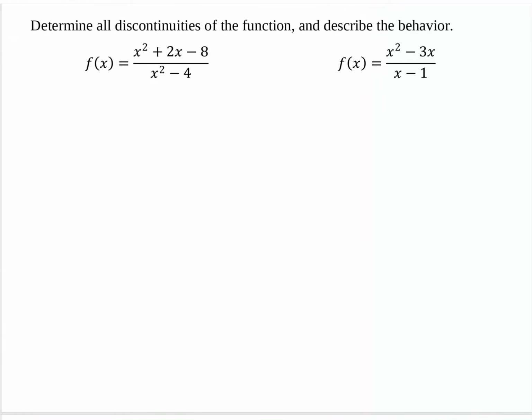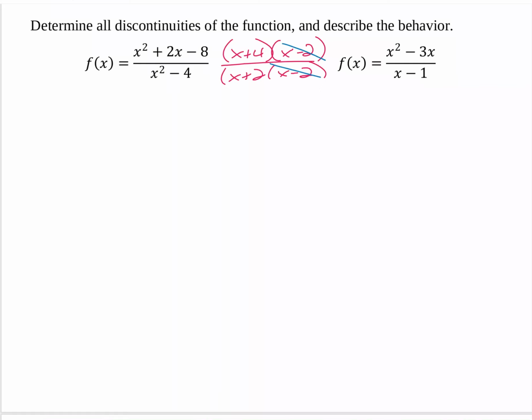Okay, determine all the discontinuities of the function and describe the behavior. Well, you can factor the top. What was it? X plus 4 and X minus 2. And the bottom? X plus 2, X minus 2. So what happens here? They divide out. The x minus 2's are gone.